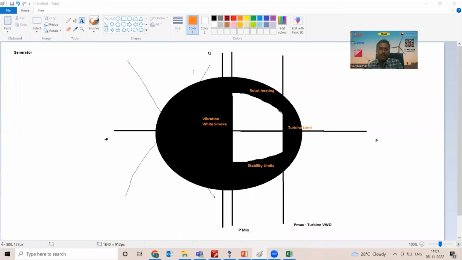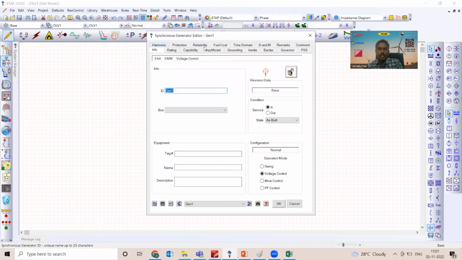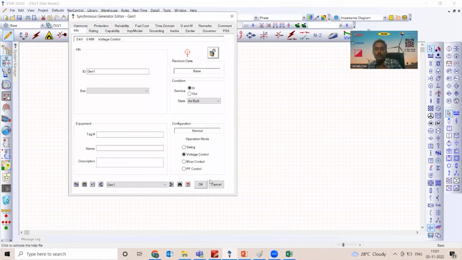What's the purpose of AVR? Let's come to that. It's a bit tricky to talk about. If you have an automatic voltage regulator, AVR, that's basically an electronic device, a kind of control device, a kind of relay, or you can even call it an IED. That's absolutely fine. AVR is not an excitation system, not to confuse. AVR is something different. You have an AVR for a transformer also.